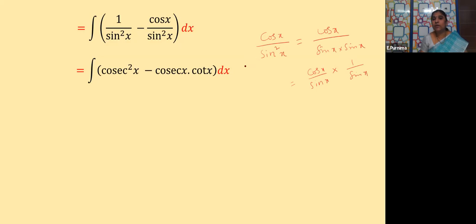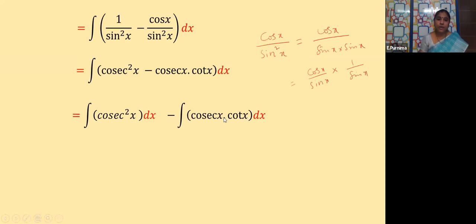So like this we have got this term cos x by sin square x is nothing but cosecant x into cot x. Clear? So now here again I have two integrals, it means two terms are there in this integral. So here we can split the integrals. That is integral cosecant square x dx minus integral cosecant x into cot x dx. So these are the two integrals we got.